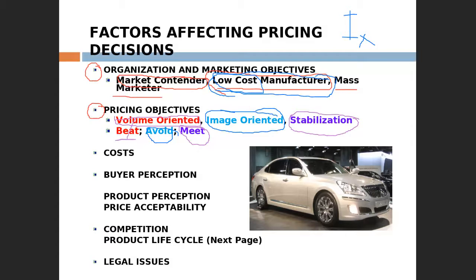Is that always true? Well, there's nothing absolute in marketing. Okay, there's nothing absolute in marketing, but in general, on the average, that is how we handle these issues. Okay, sir. Thank you, sir.